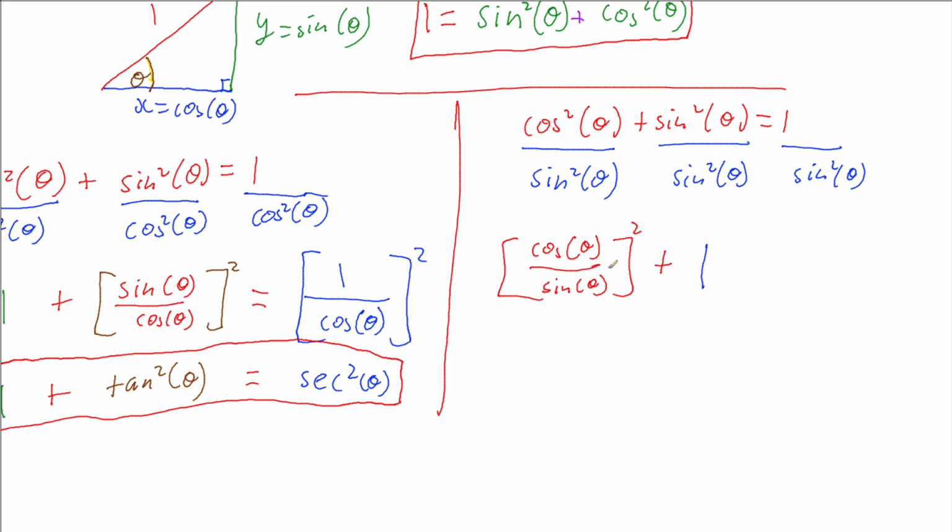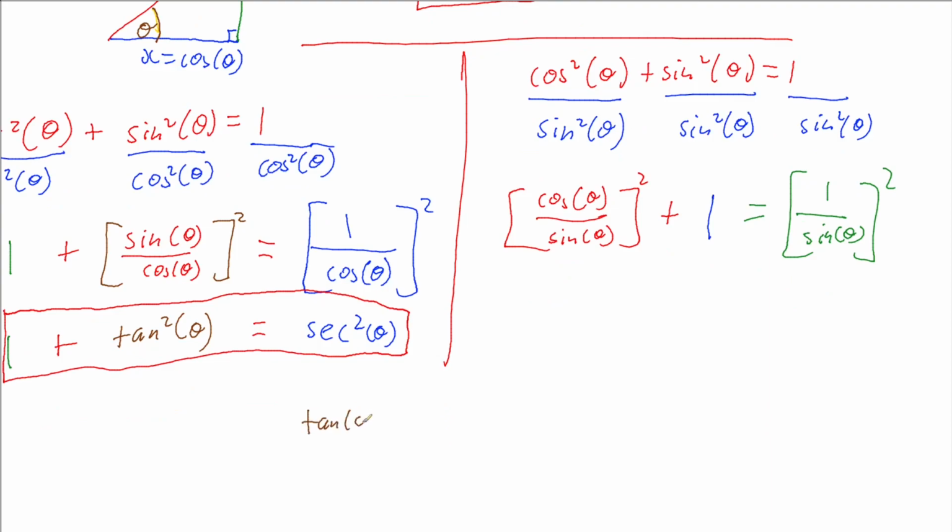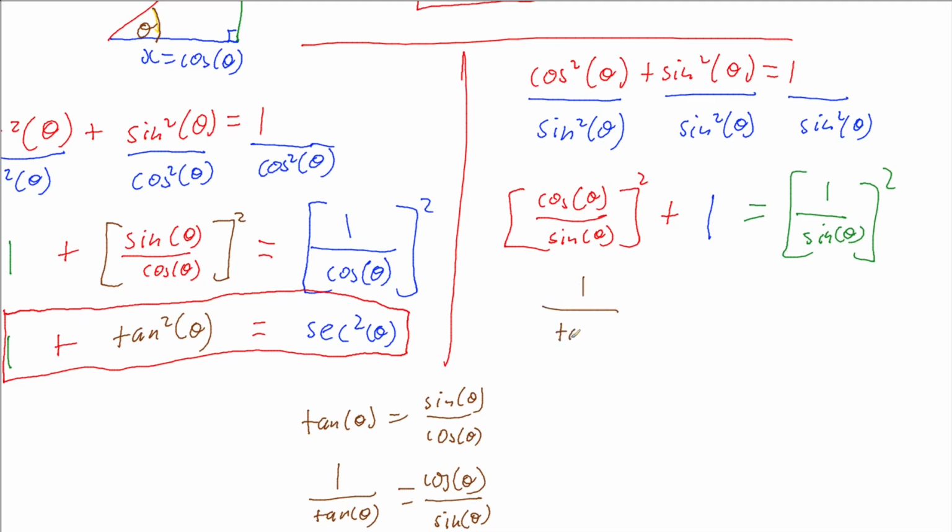And then on my right-hand side, I've got 1 over sine squared, so I'm going to have that as 1 over sine all squared. Now if I look at what I've got in my first term, I've got cos theta over sine theta. Now we saw before that tan was sine over cos. But now we've got cos over sine. So if I flip this fraction upside down, that means I have to flip this fraction upside down. So this is going to become 1 over tan all squared. We still have that plus 1 there.